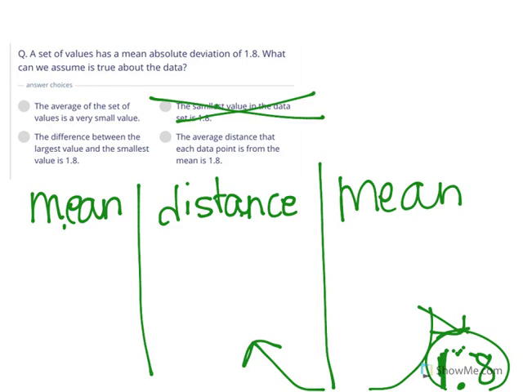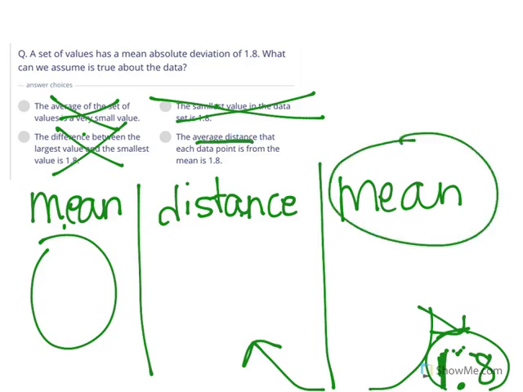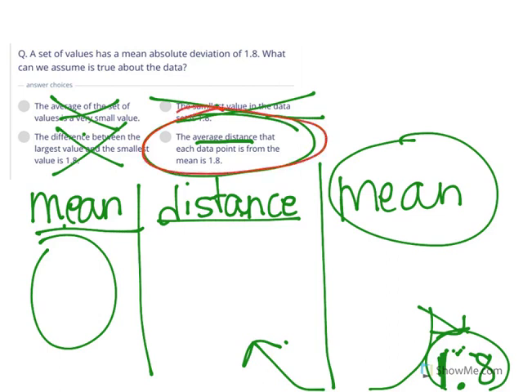It also does not mean the average of the set of values is small. No. Distance is the difference. No, this is range. That's not range. It's the average distance that each point is from the mean. That's what that is. And that's just vocabulary. This problem is just vocabulary.